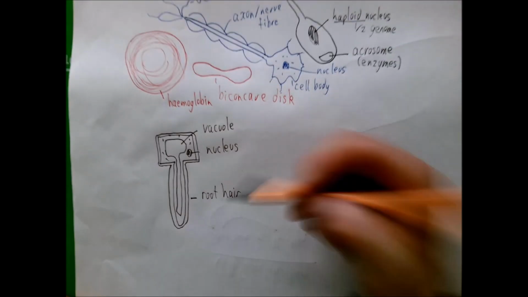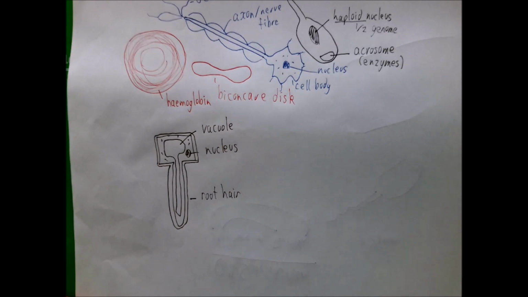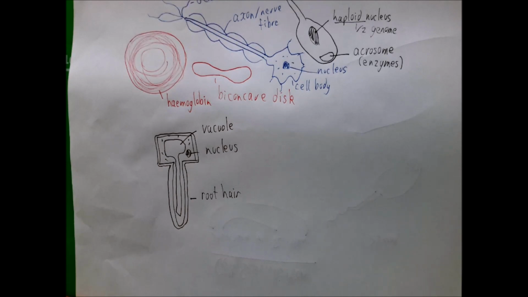What you'll notice it doesn't have, which is unusual for plants, is chloroplasts. The reason it doesn't have those is because root hair cells spend their time underneath the soil, so they don't actually need to have those chloroplasts because they never come across sunlight.